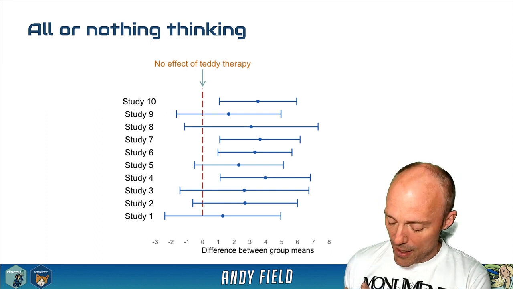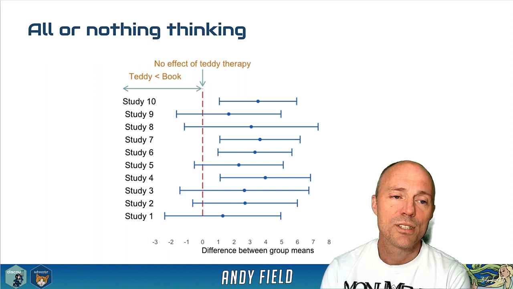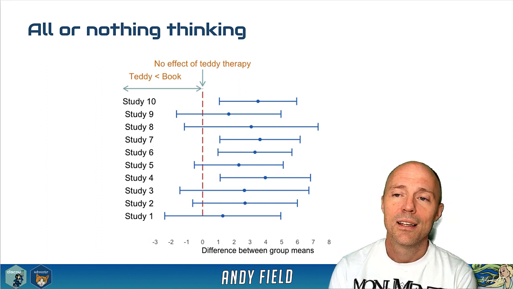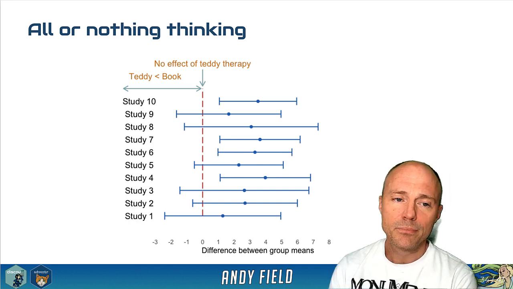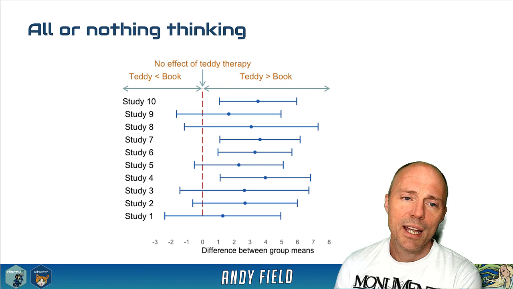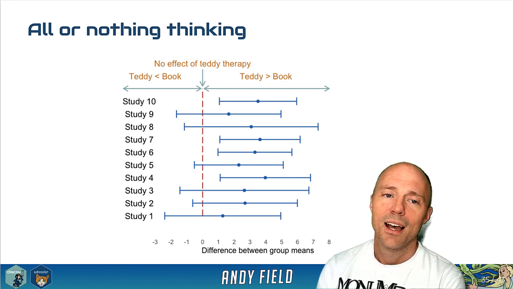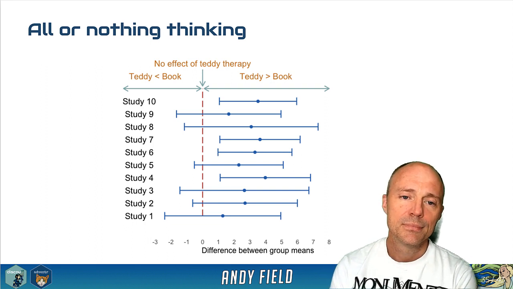Anything below that line is saying that self-esteem was higher in the book condition than in the teddy condition. So in other words, cuddling a book was more effective than cuddling a teddy. And anything on the right hand side is the effect that we were expecting, that cuddling a teddy yields higher self-esteem scores than cuddling a book.